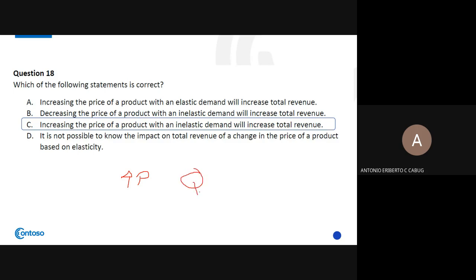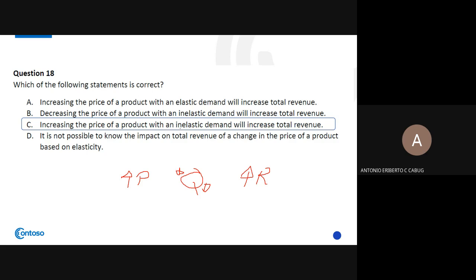The quantity demand will go down, but it will go at a very minuscule amount, no? By a very minuscule percentage. Maliit yung percentage decrease ng quantity. The overall effect, price times quantity, your total revenue will go up.